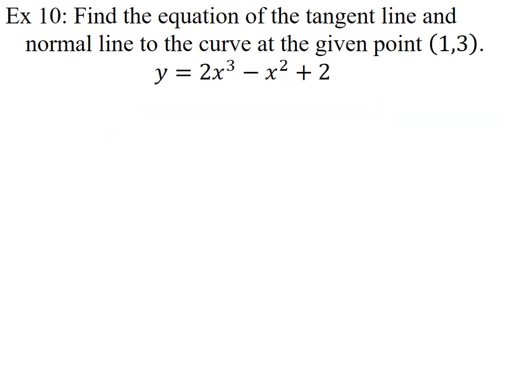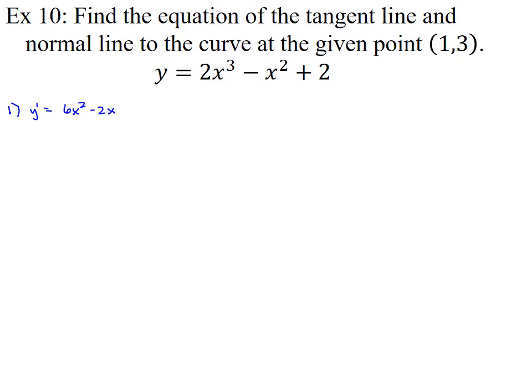So here's my first one. Find the equation of the tangent line and the normal line to the curve at the given point 1, 3 if y is 2x cubed minus x squared plus 2. So now that we know shortcuts to derivatives, here is my suggestion to finding the tangent line. Step number 1, we used the limit to find a derivative in the last video. Now we know shortcuts. So let's find the derivative of this function. That would be 6x squared minus 2x.